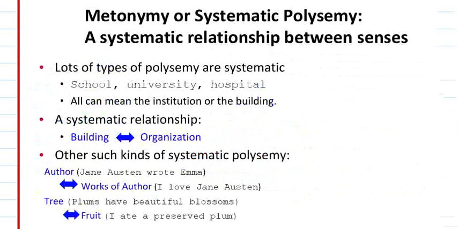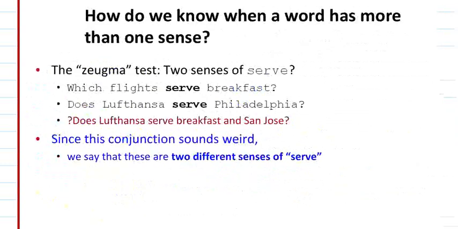So how do we identify whether these polysemous words are actually the same or not, right? There is a test called the Zeugma test. In that test, we take different usages of the word in sentences. For example, one usage of the same word is, which flights serve breakfast, and another example is, does Lufthansa serve Philadelphia, right?